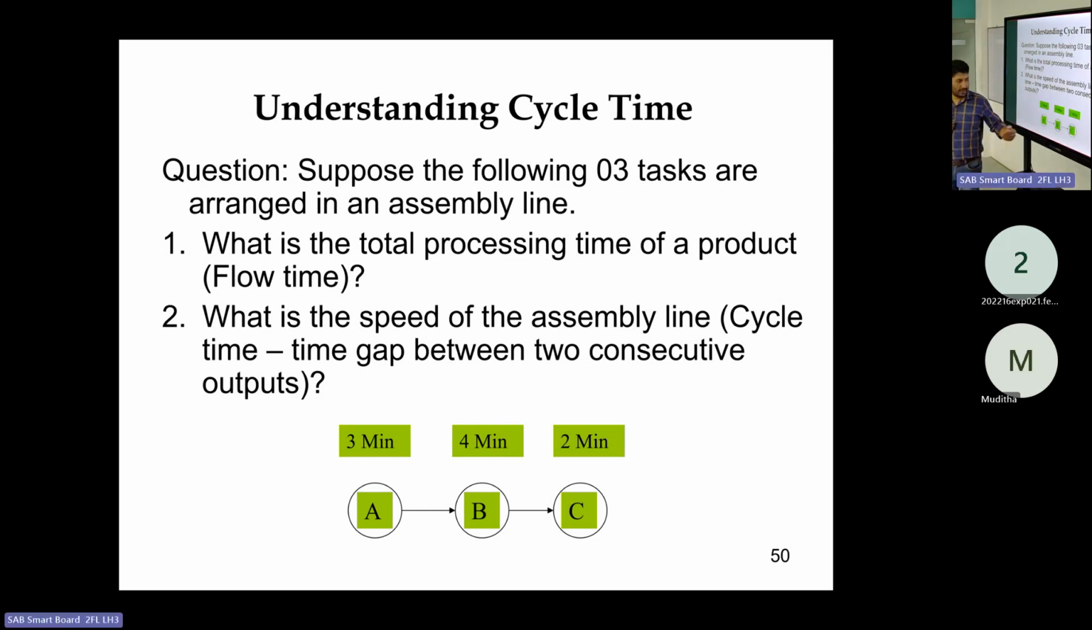Each product may take 9 minutes. 3 plus 4 plus 2, 9 minutes. That is the flow time, the processing time. Okay.